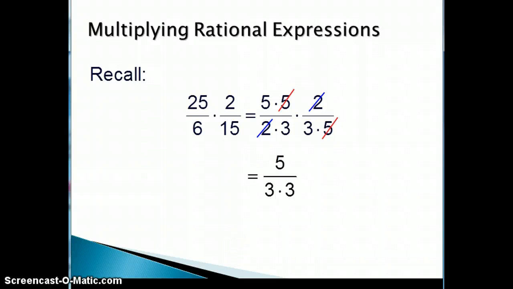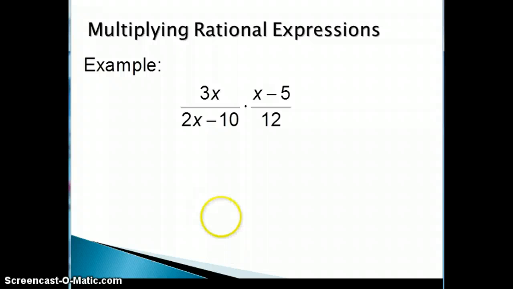So all we have left on the top is a 5, and the only thing we have left on the bottom is 3 times 3, and this would simplify to 5 over 9. Now this is the same process we're going to use for multiplying rational expressions where we have polynomials. So for example, here we have two rational expressions we're going to multiply. And before we actually multiply, we're going to factor everything first. Factor everything completely before you start multiplying your rational expressions.